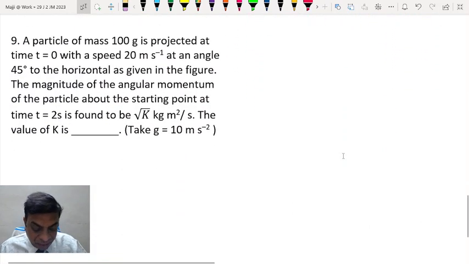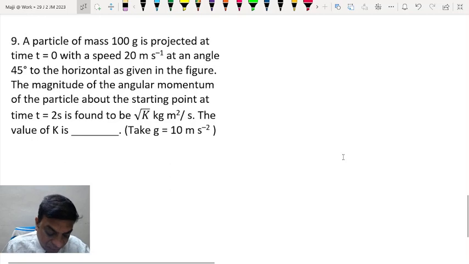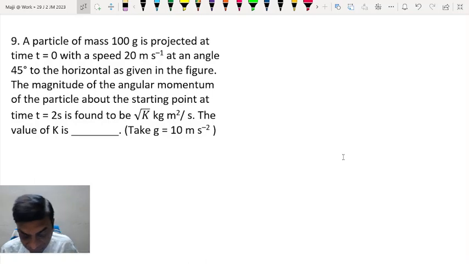A particle of mass 100 gram is projected at time t equal to 0 with a speed of 20 meters per second at an angle 45 degree to the horizontal as shown in the figure. The magnitude of the angular momentum of the particle about the starting point at time t equal to 2 seconds is found to be root k SI units. The value of k is.